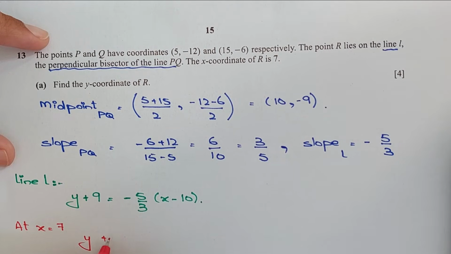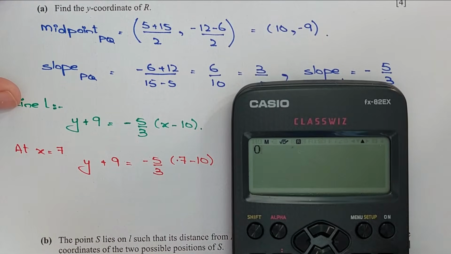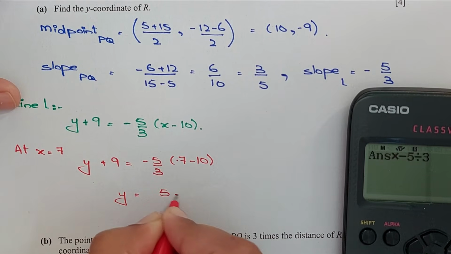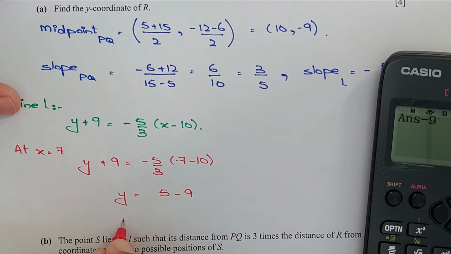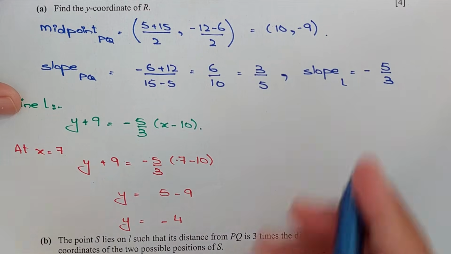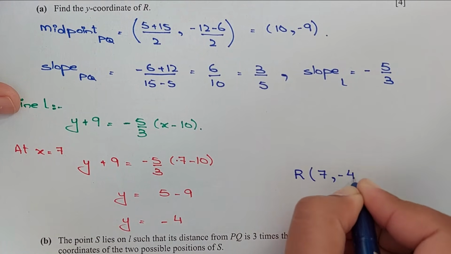So y plus 9 would be equal to minus 5 by 3 into 7 minus 10. Okay, 7 minus 10 times minus 5 by 3, which is 5. So y equals 5 minus 9, which is negative 4. So the y coordinate is negative 4. So we can say that the coordinates for point R, x is 7 and the y is negative 4, right?